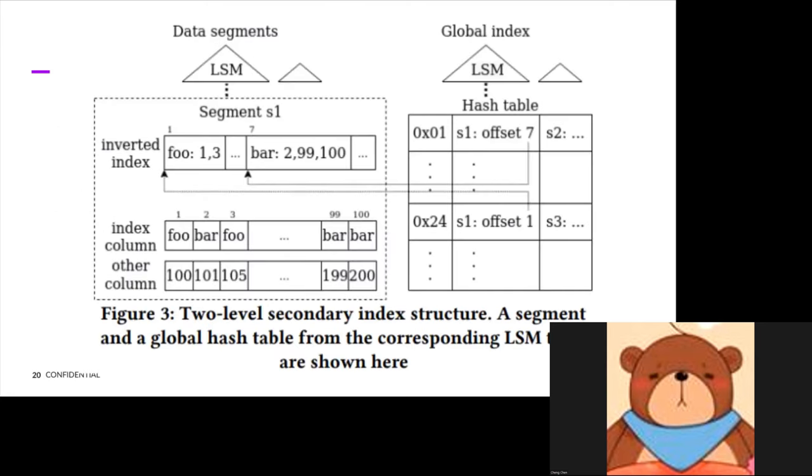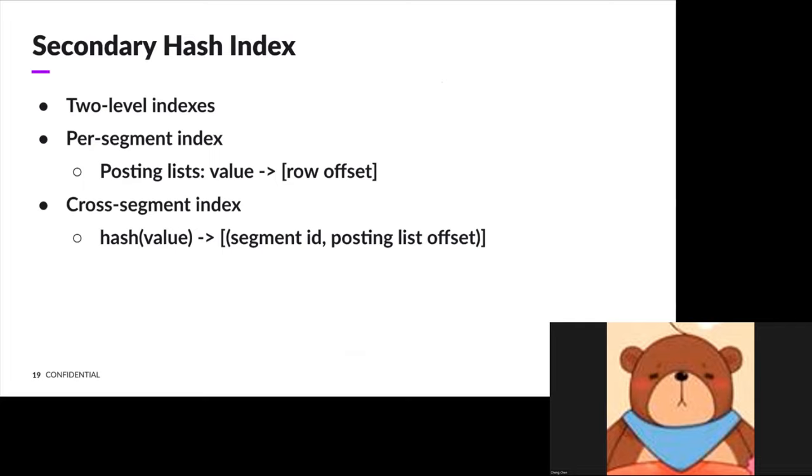So here's a graph showing that. We have an index column on string, and this segment contains a bunch of foo and bars. The per segment index is the inverted index from the values foo and bar to their row offsets in the segment. The cross segment index is a hash table from the hash of foo and bar to segment and posting list positions. The search starts from the cross segment index, finds segment IDs and posting list offsets. Then for each segment, use the posting list to find the row offsets. Compared to the per segment index alone without any index module, this improves index lookup performance from O(M) to O(log M), where M is the number of segments.